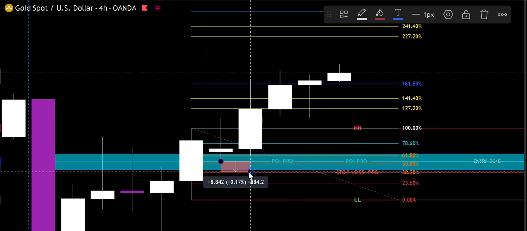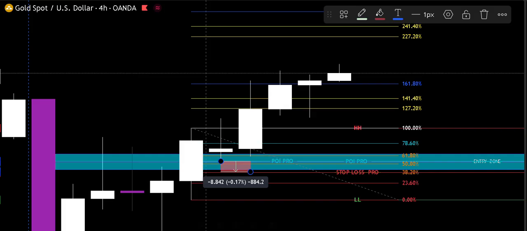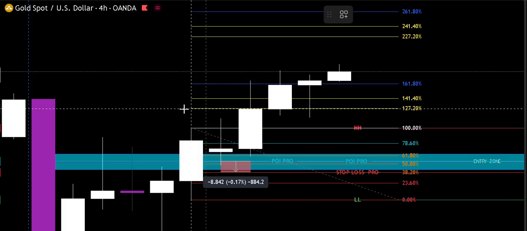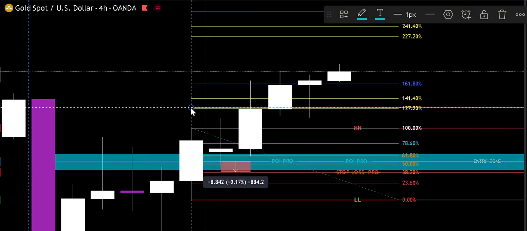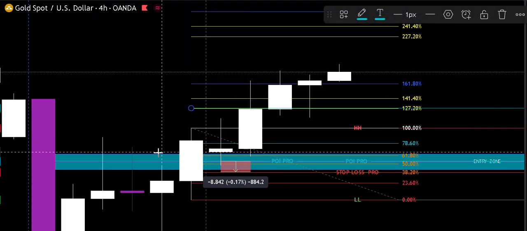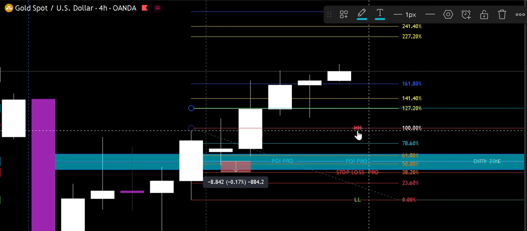We risk $9, and we are going to target the areas of take profit one. It's for beginners. When you are still beginning, I advise you to take this take profit one. This is take profit one, 127.20. This one we call ILG Pro, internal liquidity grab.